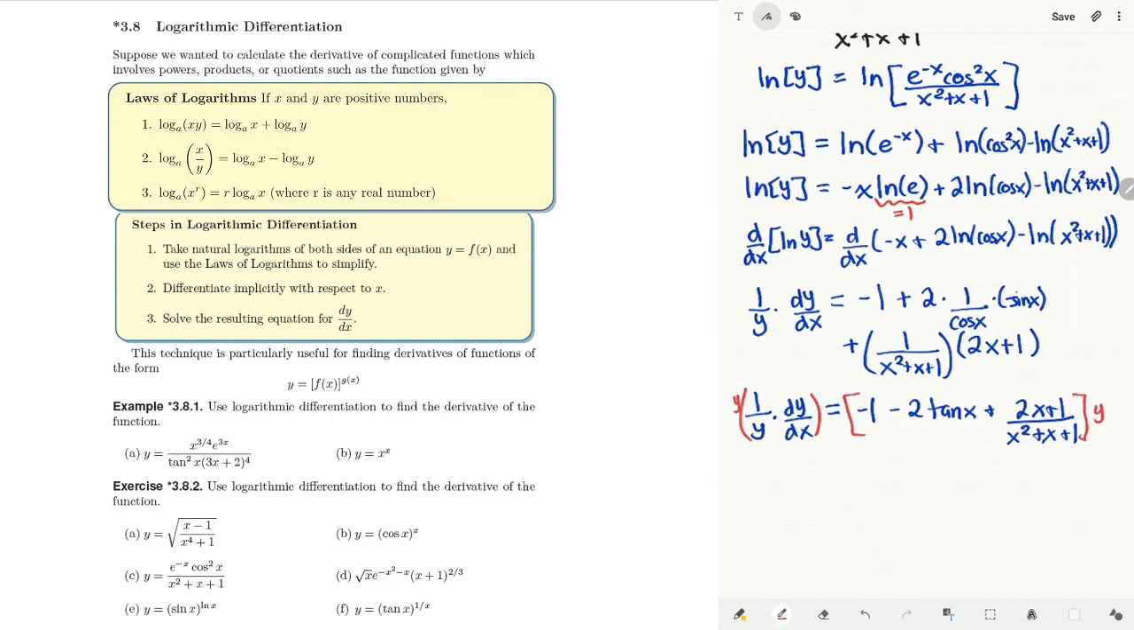And then replace y with the original function. So we have dy over dx is equal to e to the negative x cos squared of x over x squared plus x plus 1, and this is all multiplied by negative 1 plus or minus 2 tan of x plus 2x plus 1 over x squared plus x plus 1.